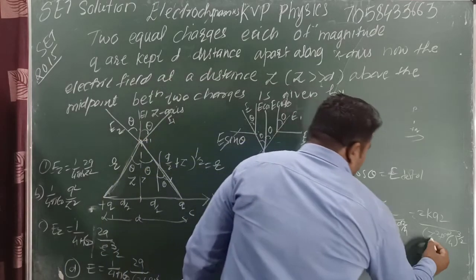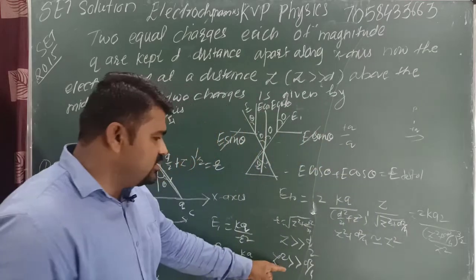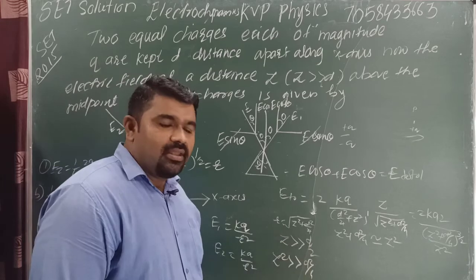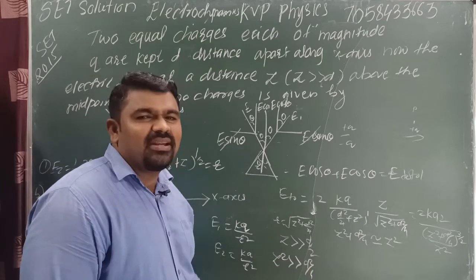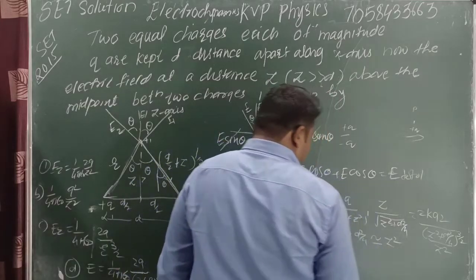Here this whole term is replaced by Z square. Why? Because of the given condition: Z is very greater than D by 2, which means Z square is very greater than D square by 4. Okay, means this can be written as Z square.